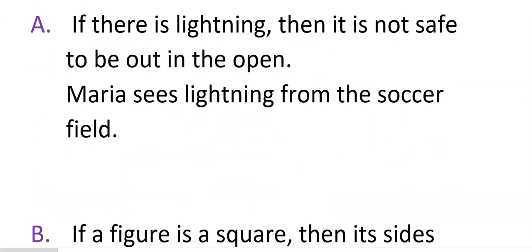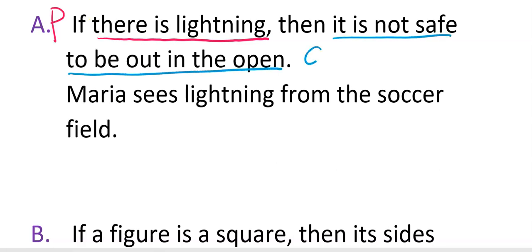Okay, here's another one. If there's lightning, then it is not safe to be out in the open. Maria sees lightning from the soccer field. We need to come up with a conclusion. So, P, there is lightning. Q talks about it not being safe. Okay, what does Maria sees lightning from the soccer field go with, P or Q? Okay, so that so far is okay, right?